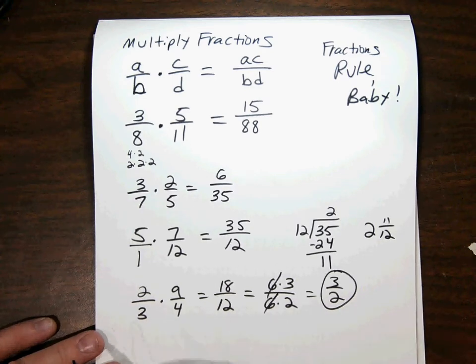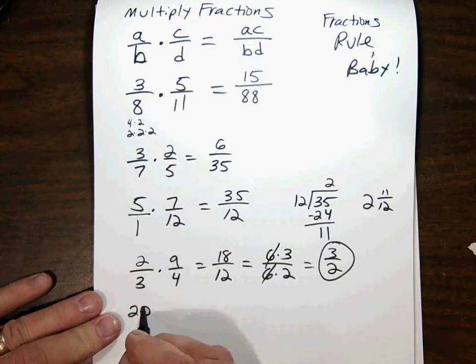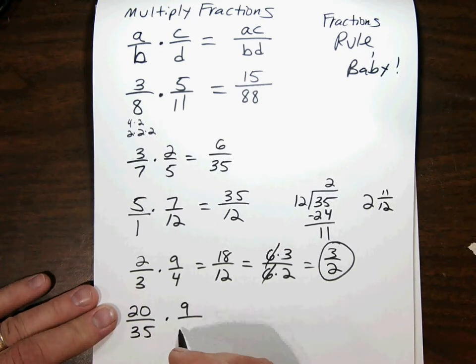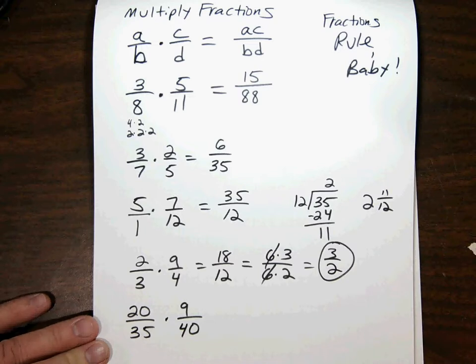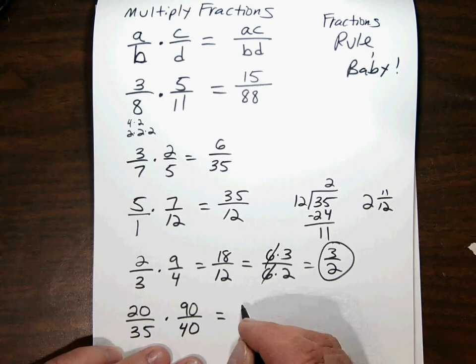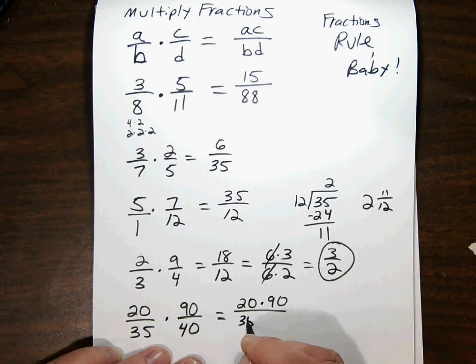Incidentally, when the numbers are small like this, it's not so bad. But if the numbers were bigger, let's say that was 20 over 35 times 9 over, even 40, whatever. 40. Boy, I'm going to get a big number on the top and a big number on the bottom, and it's going to take some time to reduce all that. Even if we made that a 90, that's even more terrible. Well, I always say in that case, don't multiply them. Just write it like this.